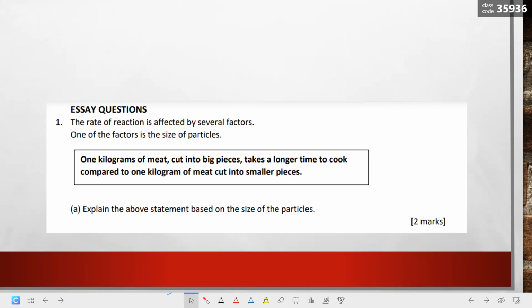All right. Okay, anyway, this is a 2-mark question, 2003 paper. 1 kilogram of meat cut into big pieces takes a longer time to cook. Explain it. 2 marks. So even if it's 2 marks, must we answer like everything, sir? No need. These are not collision theory. They never ask for collision theory.